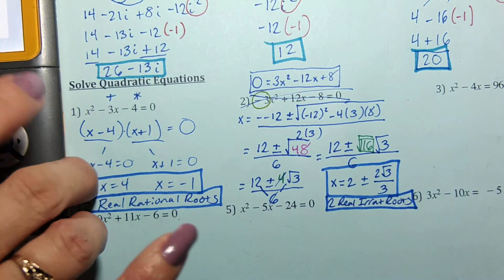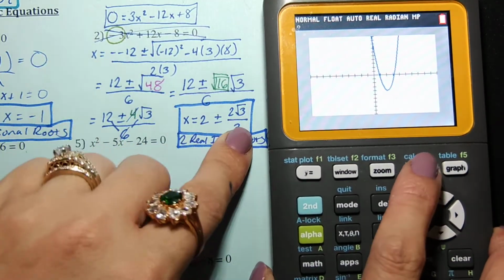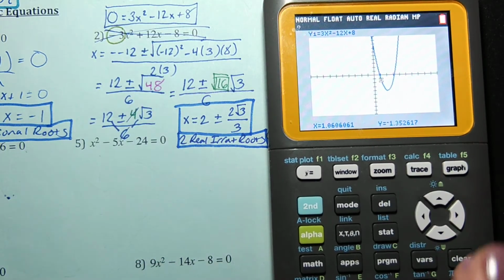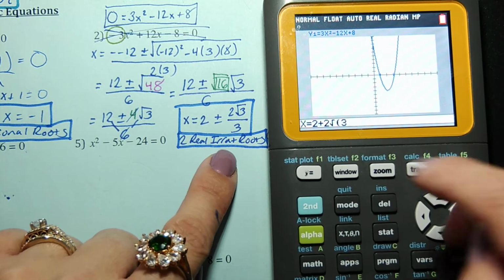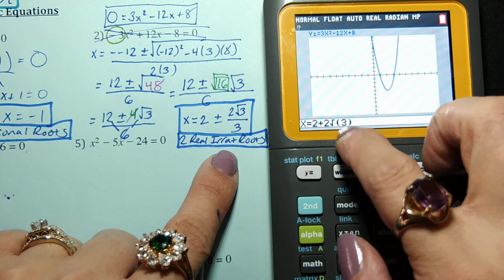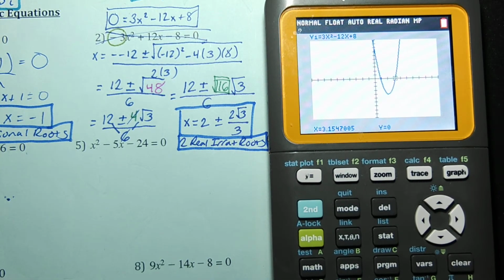And we can check this on our calculator. The graph I already had in there from the first step. I hit trace and I type 2 plus 2 rad 3, close off the parentheses around the 3 to complete the radical, divided by 3. Boom, right on the money, we get a y value of 0.